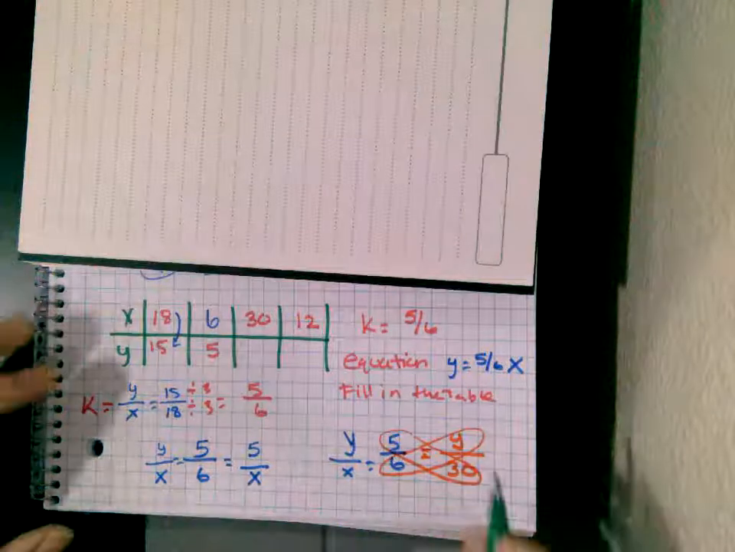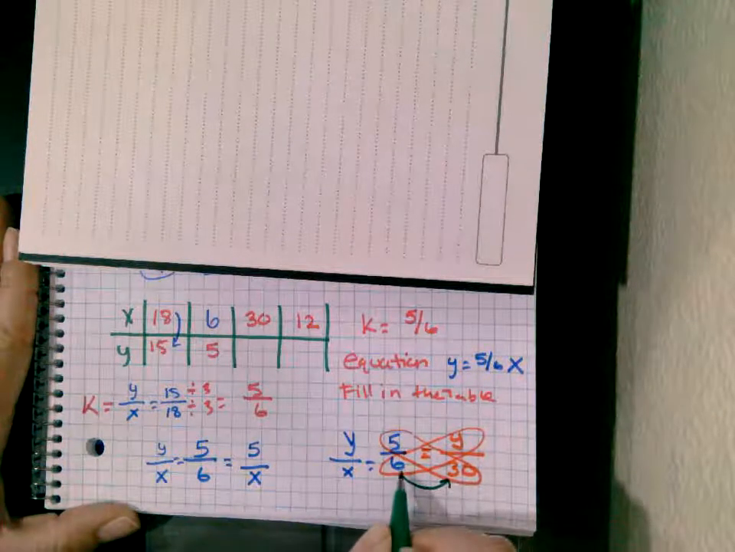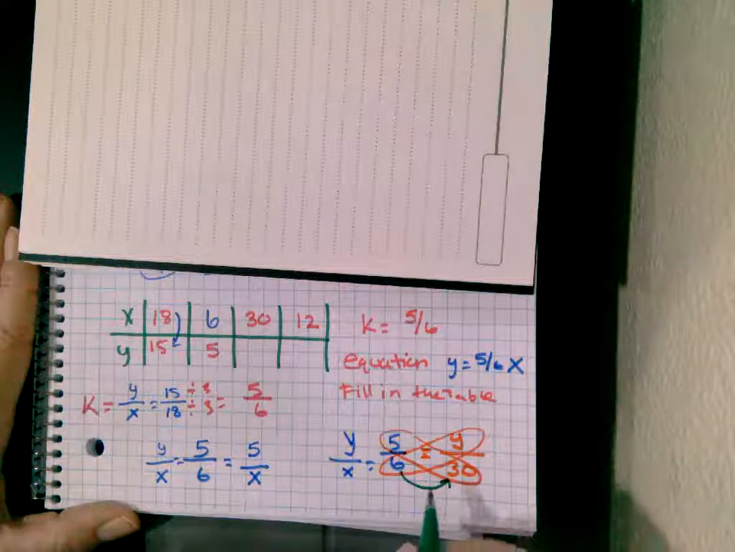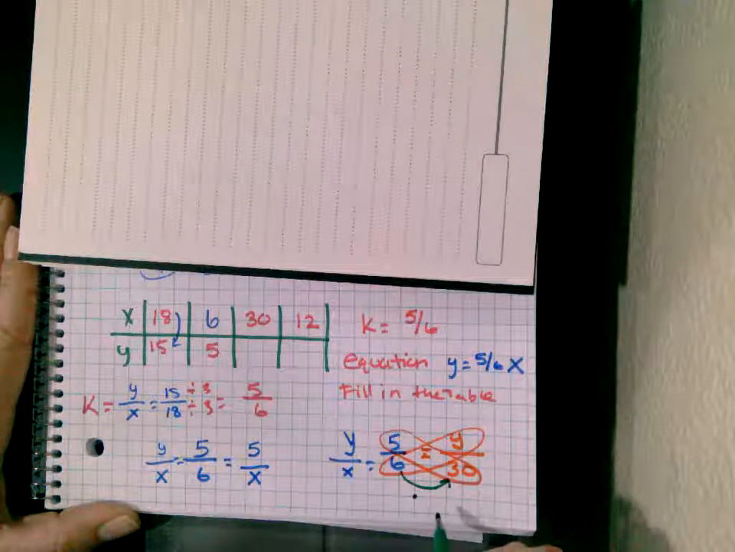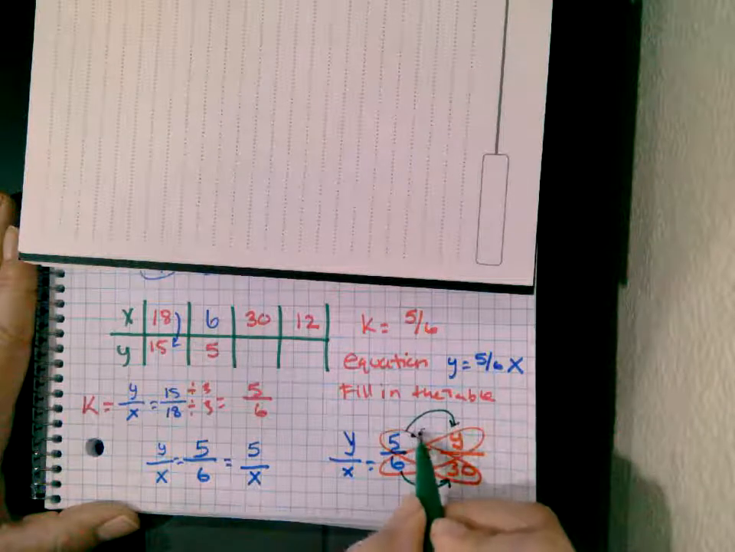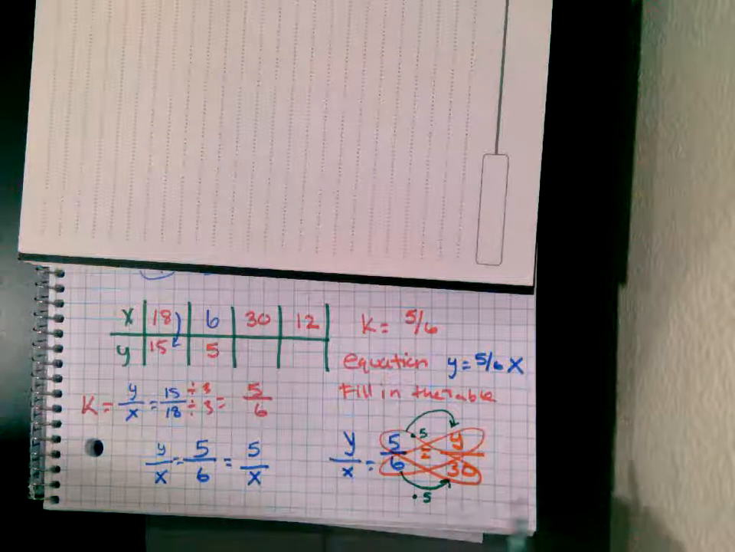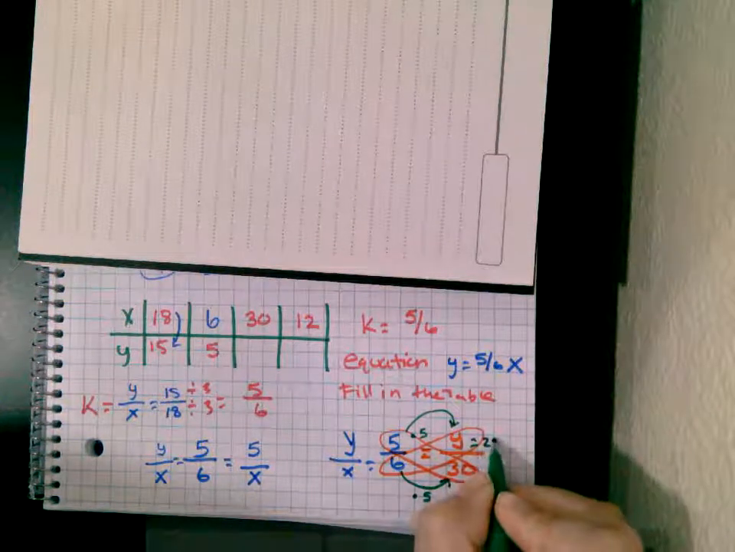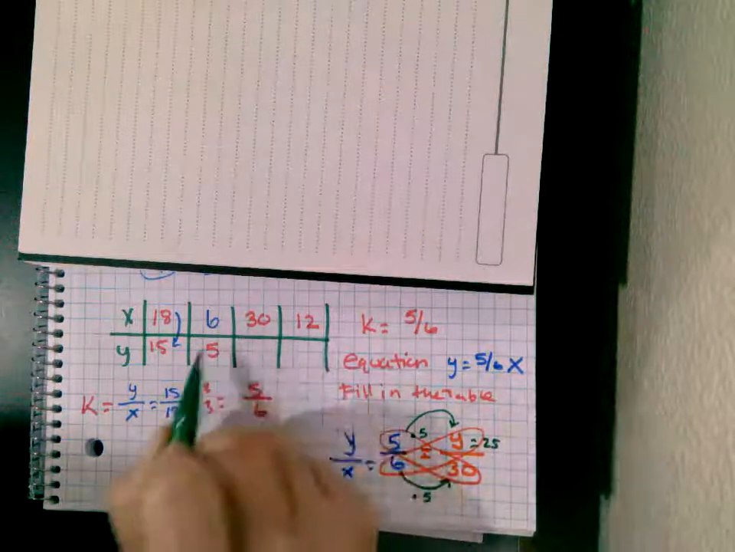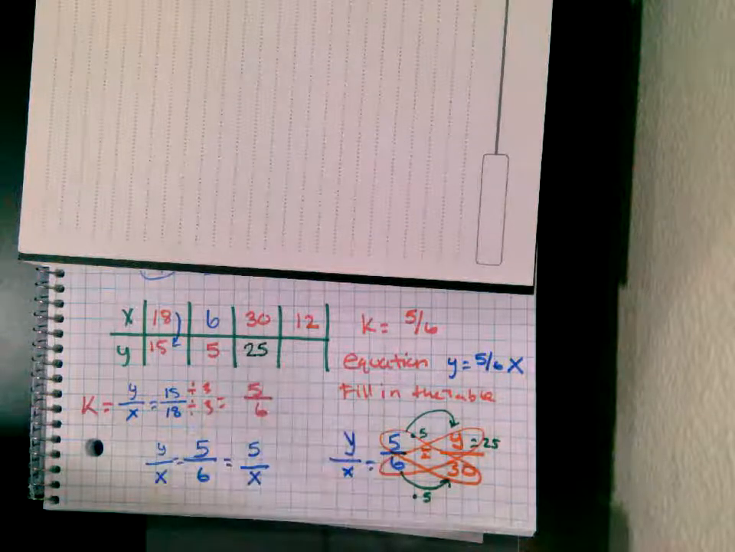All right. Here's my method. How did you go from 6 to 30? What did you multiply 6 by to get to 30? Times 5. So multiply the top by 5. What's 5 times 5? 5 times 5 is 25. So therefore, if x is 30, y is 25.